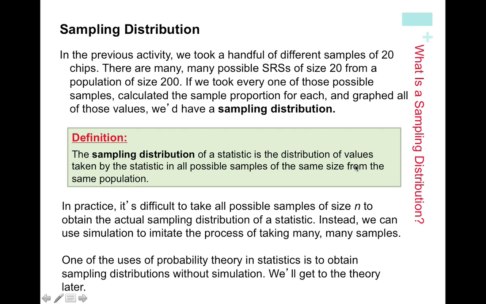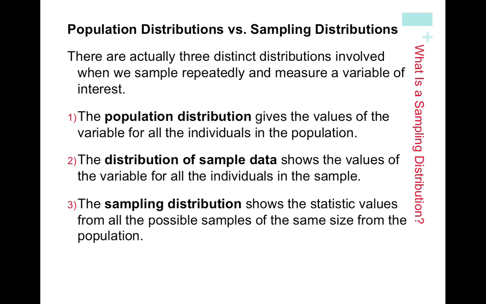We can't really do that in real life. I could never ask you to take all possible samples from that bag of size 20. So instead we either use simulation or we think about the theoretical distribution. So we have three distributions when we go forward. We have a population distribution, which gives us the value of the variable for the individuals in the population. We have the sample distribution, which is similar to the population one, but it's only for the sample. And then we have the sampling distribution, which shows us how that p hat varies, or the x bar varies, depending on what you're looking at.